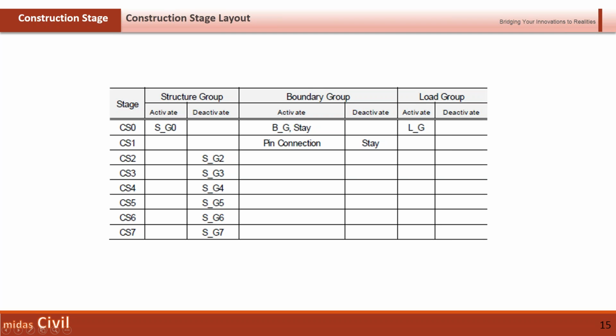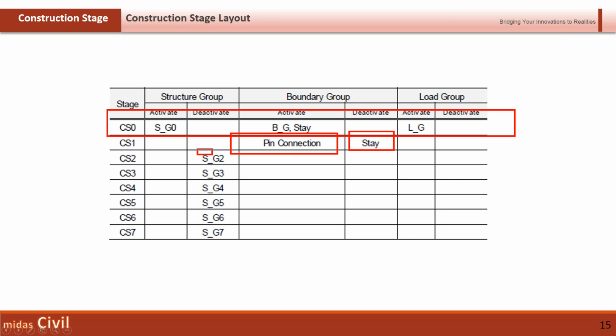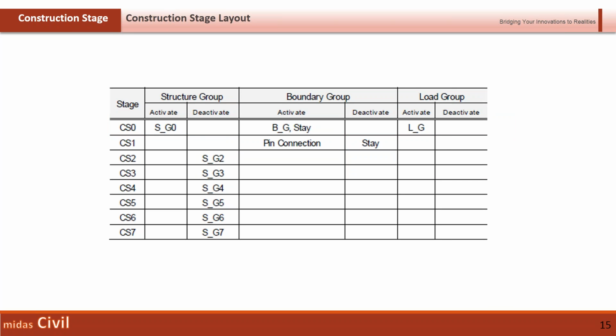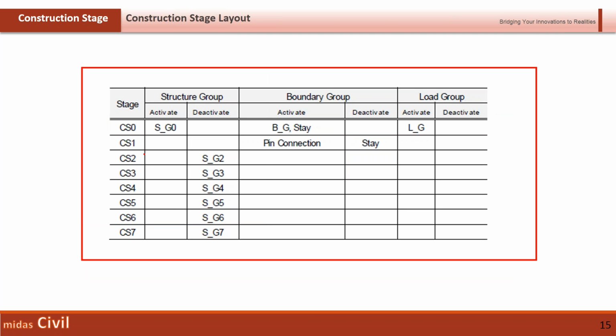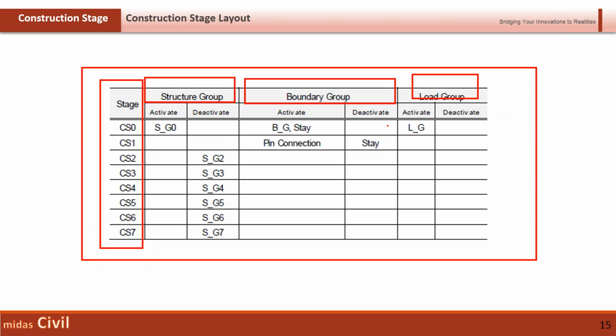This is the way the construction stage is being staged out. For stage 1 we have the whole structure and the boundary conditions of the completed state model. In CS1 we'll reactivate the pin connections between the decks that we gave, and we'll deactivate the stay, because the stay wasn't fixed beforehand. After that we'll remove structure groups one by one. So this is how we'll define our construction stages: we'll define stages, we'll have groups, and we'll be activating and deactivating things inside the software.